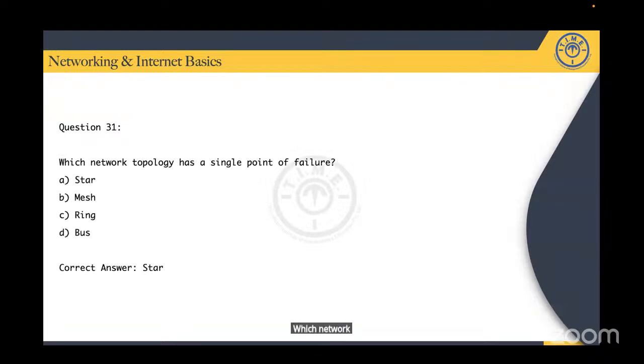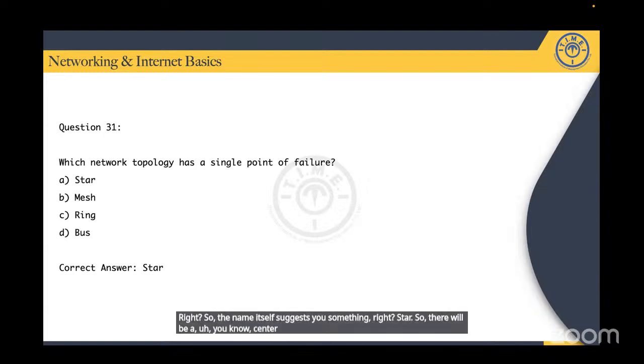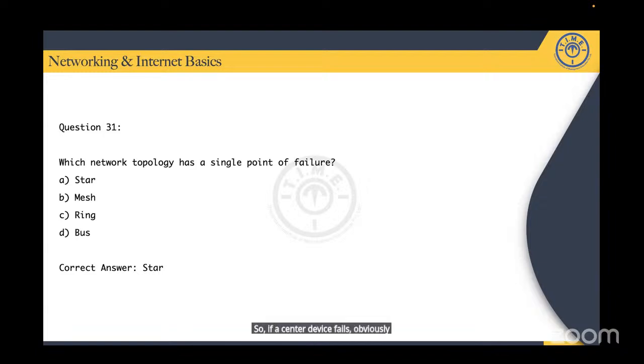Which network topology has a single point of failure? The correct answer is star. In star topology, all devices are connected to a central hub or switch. If the central device fails, the entire network goes down, right? So the name itself suggests something, right? Star. So there will be a central point, and from the central point, multiple lines will go out. So if the central device fails, obviously the entire network goes down. That's why star topology has a single point of failure.